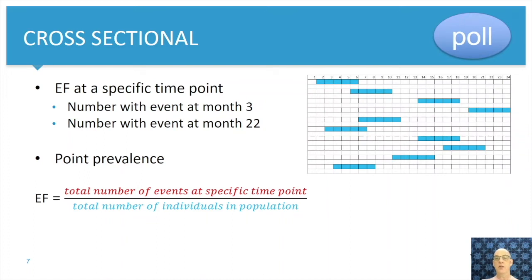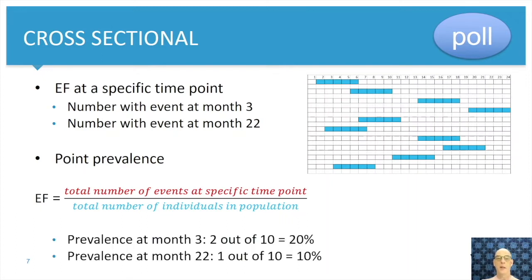Now take a moment to answer the question what the point prevalence was at month 3. At month 3 there were 2 people who were diseased, this one and this one, out of 10 individuals available. So that is 2 out of 10, which is 20%. And in the same way we can do it at month 22, where there was only 1 person diseased, which makes it 1 out of 10 is 10%.